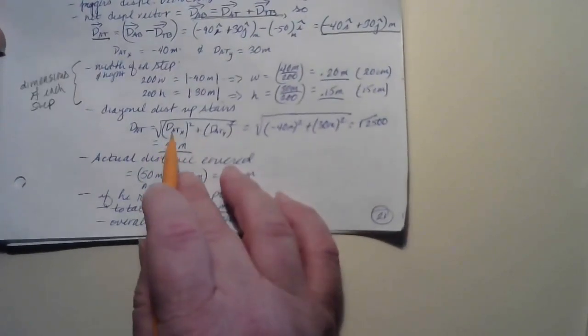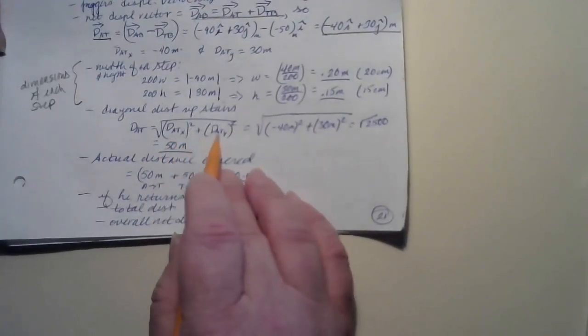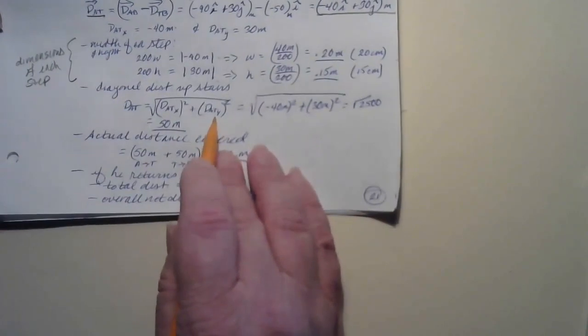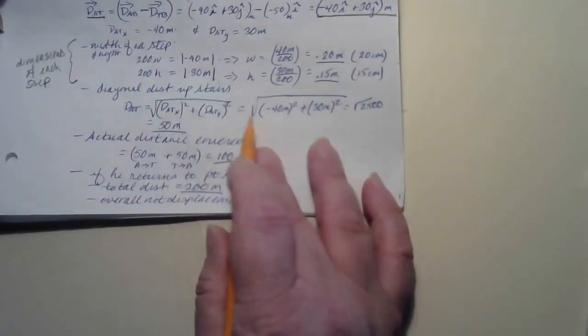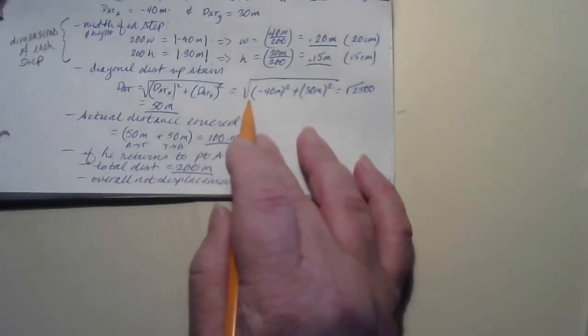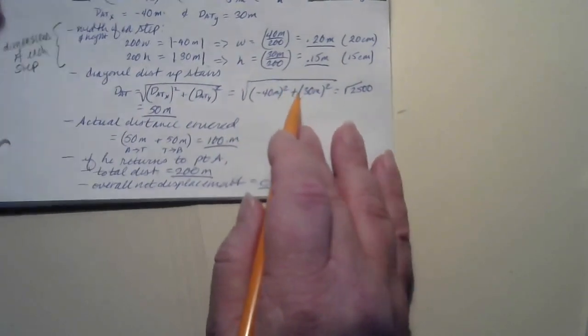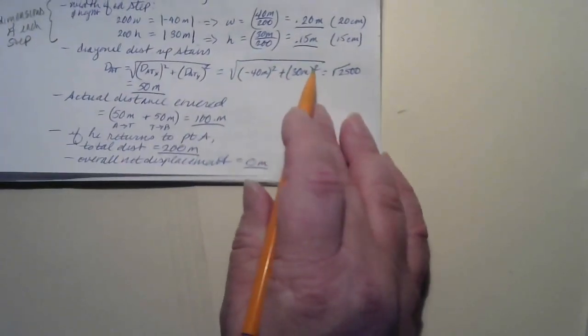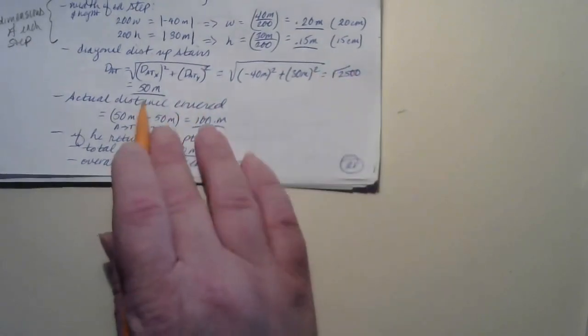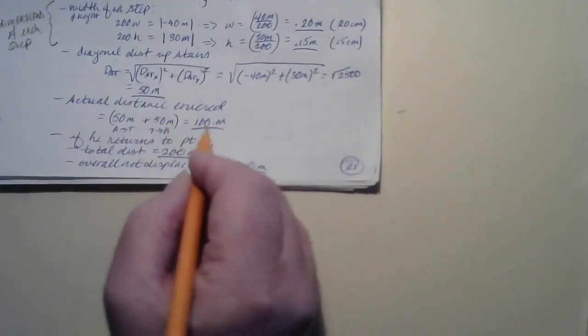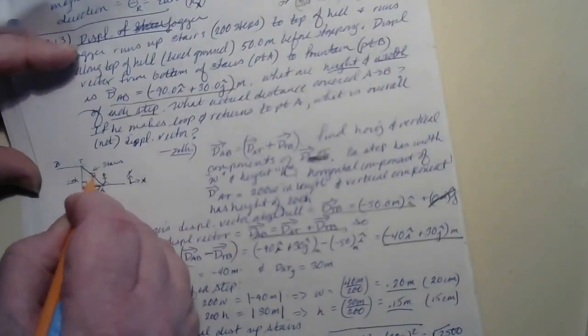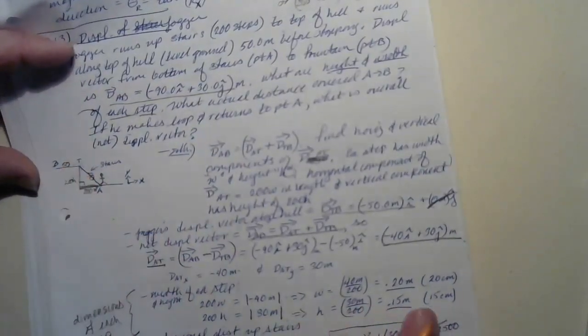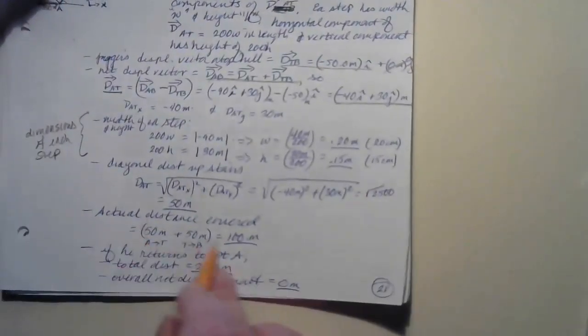And that's what this is, d_ATx squared plus d_ATy squared. Take the square root, and we have the square root of negative 40 meters squared plus 30 meters squared, square root of 2,500, that's 50 meters. So 50 meters diagonally up the stairs and 50 meters straight across from T to B means that the total distance is 100 meters.